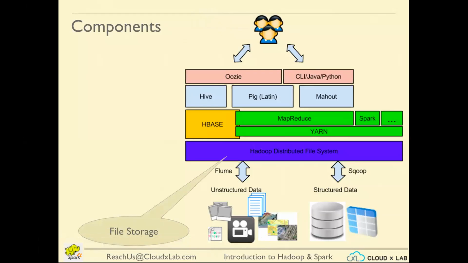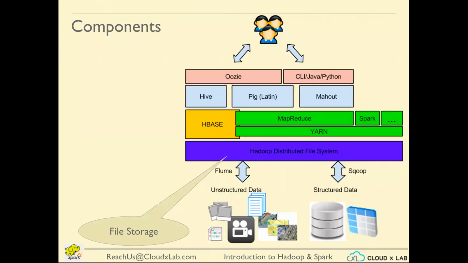Why? Because it runs on top of multiple machines. In the case of CloudxLab, the hard disks of 8 hosts, 8 computers, are combined into a single one. That's how you can visualize it. The more computers you keep adding, the bigger the storage becomes. That's where the Hadoop distributed file system plays a big role.